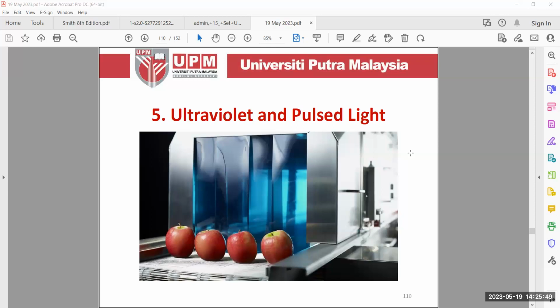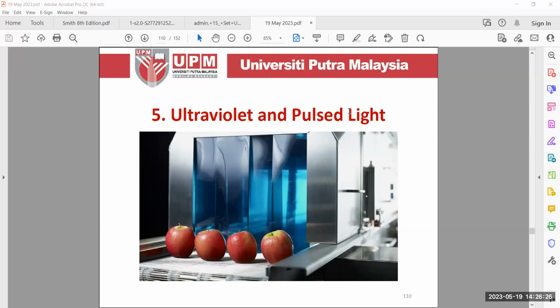Moving on to the next topic, ultraviolet and pulse light. Previously, I was not very familiar with pulse light. Actually, I have not been involved with research in pulse light, and I thought pulse light was the same as pulse electric field. But although the name is a bit the same, when I look at the mechanism, it's much more similar to ultraviolet. The difference is that ultraviolet uses what we call a continuous light exposure to your food product, but pulse light is discontinuous.